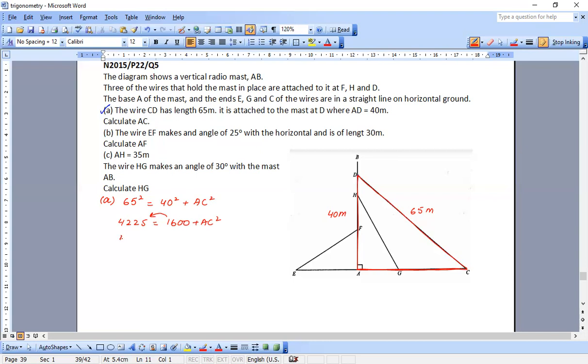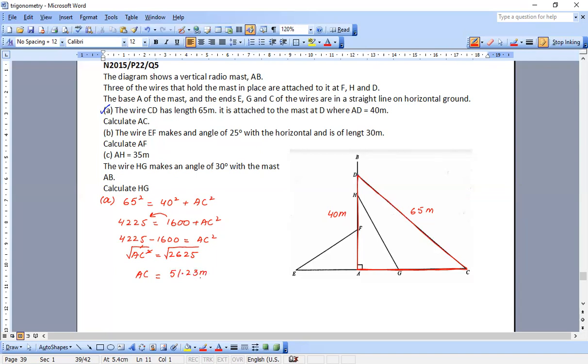So I can write that 4,225 minus 1,600 is equal to AC square. And when I subtract 1,600 from 4,225, I get 2,625. So we can say that AC square is equal to 2,625. This is AC square. We'll take the square root on both sides to get the value of AC. I can cancel this square with the square root. AC is equal to the square root of 2,625, which is 51.23. So the length of AC is 51.23 meters.